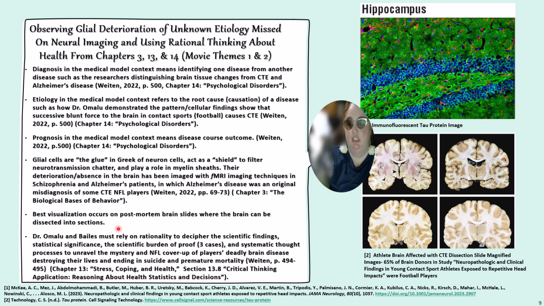Best visualization still into 2025 occurs post-mortem. Sadly, we don't have a good way to get in this part of the brain. And he must rely on the rationality to decipher the scientific findings. That is in the chapter application in 13.8. Using all of those, burden of proof, the systematic thought, they have to go through all of that.